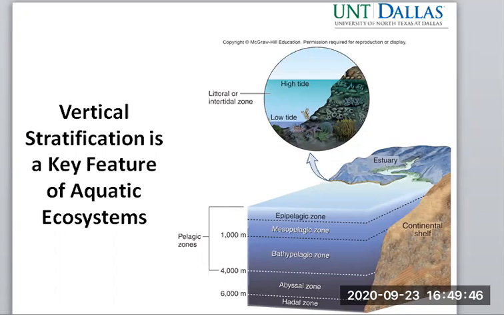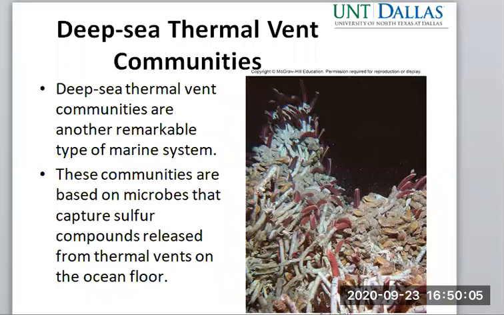Nearshore environments include those intertidal zones. So these are the nearshore environments, and we have some estuaries also. This figure here gives us the vertical stratification of aquatic ecosystems. We have some deep sea thermal vent communities.